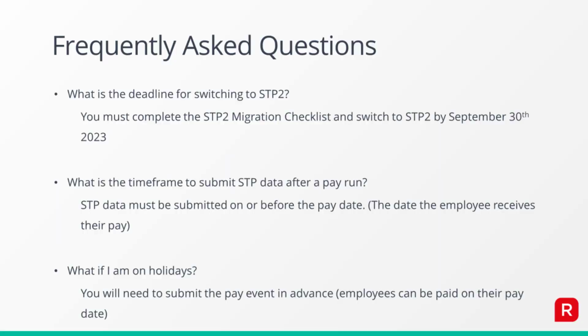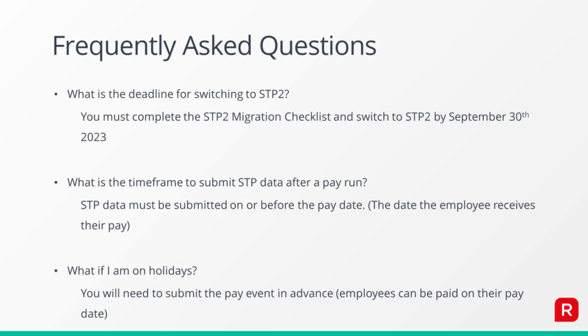So as I mentioned at the start, there's quite a lot of people here, so unfortunately we can't open the floor to live questions. However, we have put together some of the frequently asked questions that we've been receiving. So I'll just go through some of these now. The first one here is, what is the deadline for switching to STP2? So you need to complete the STP2 migration checklist and switch to STP2 by September the 30th this year.